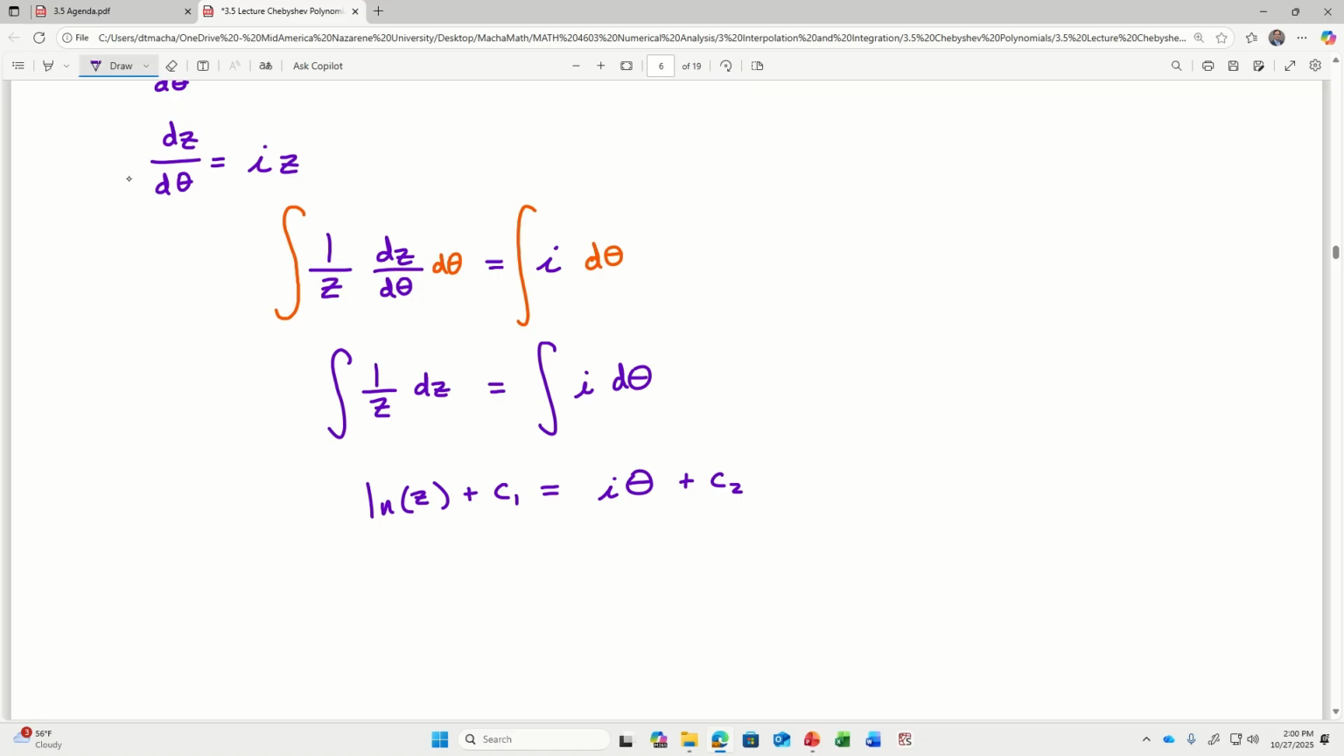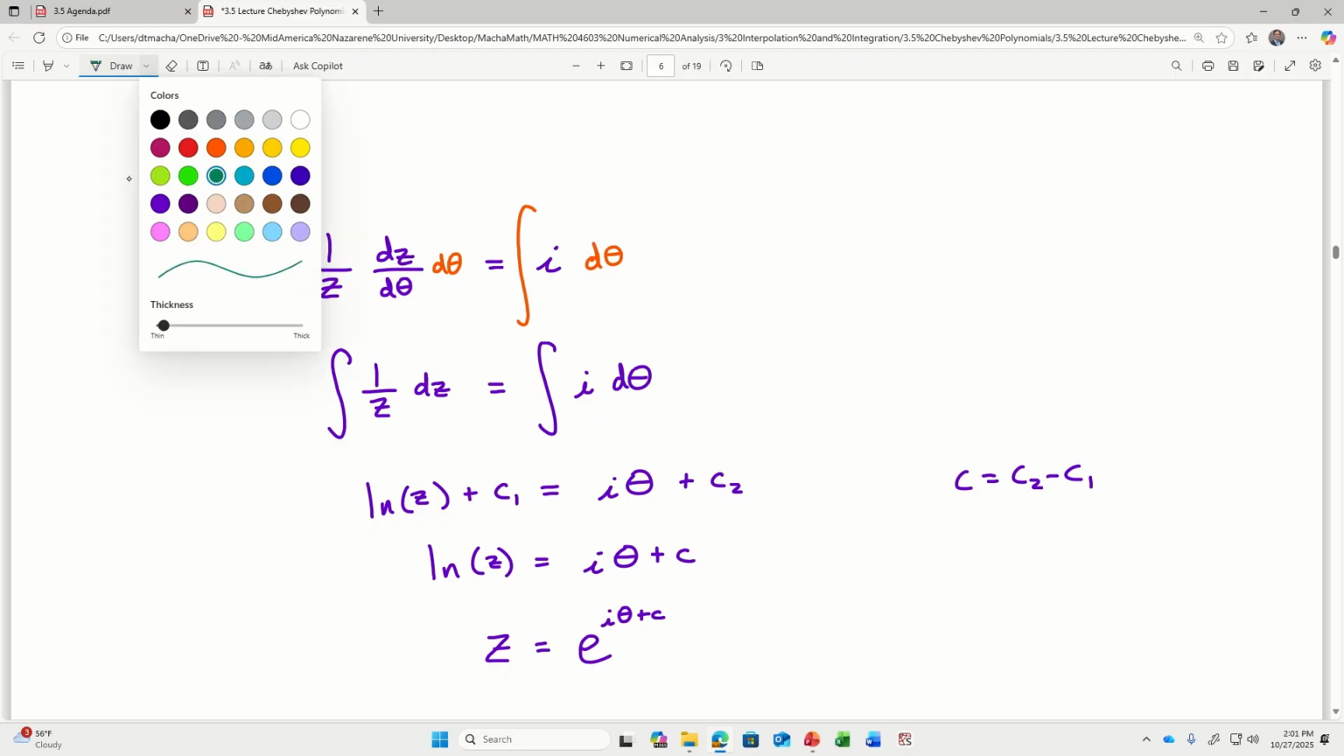And of course, I can subtract c1 from both sides, and we'll just say that the natural log of z is equal to I theta plus c. And then, how do I get rid of the natural log? E. So that means z must be equal to e raised to the power I theta plus c. And all that is left for us to do is to figure out what is the value of lowercase c.